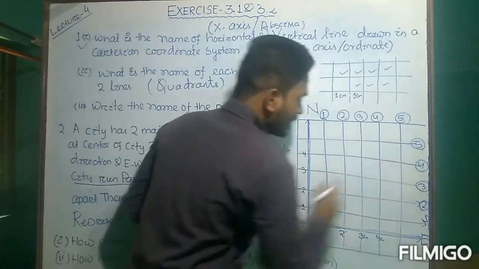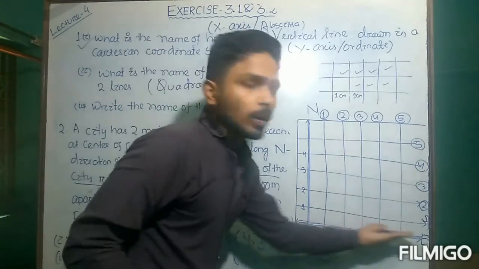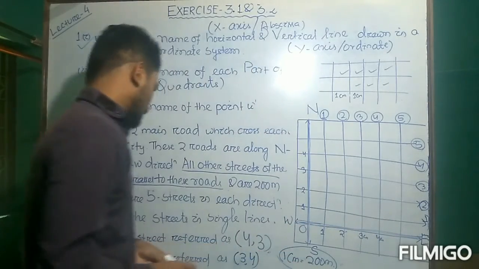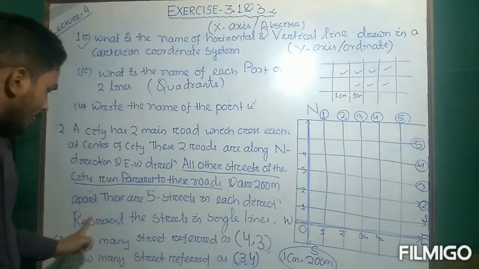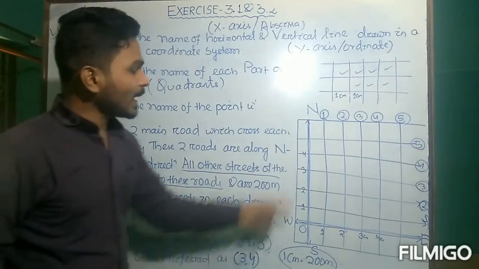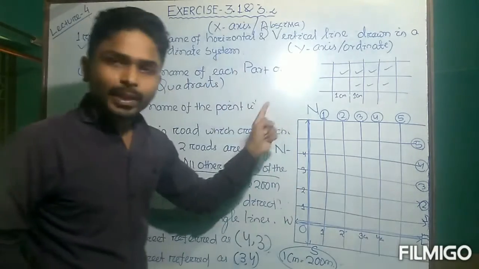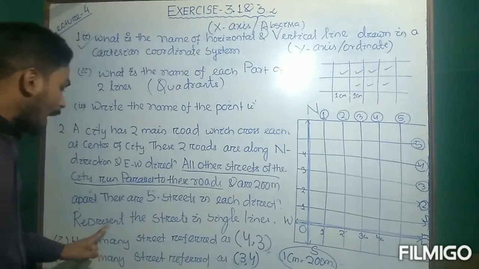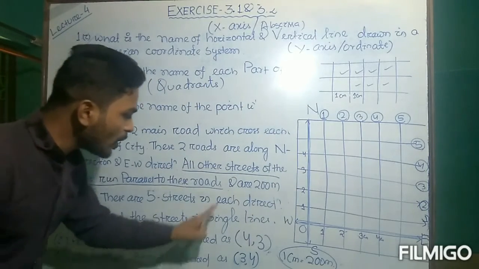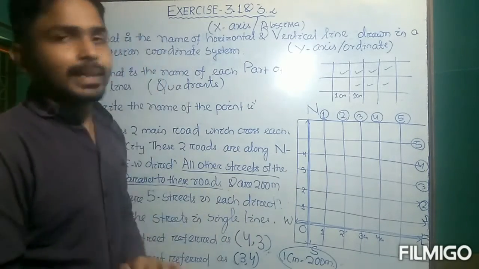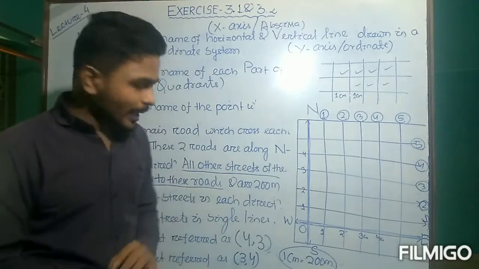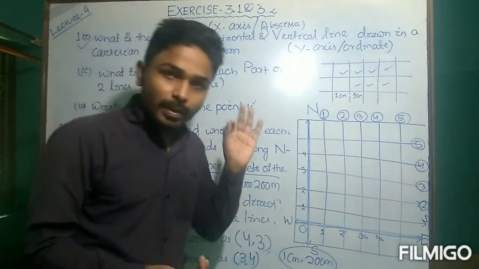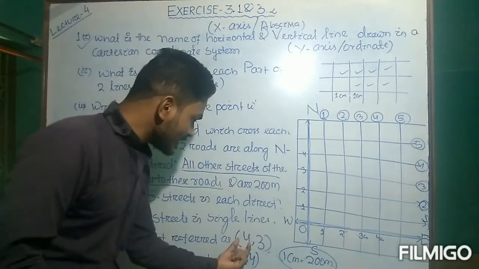Now there are 5 streets parallel to the east-west direction and 5 streets parallel to the north-south direction. Okay. So represent the streets as single lines. Now this is the representation. Okay, we represented all the streets in this graph paper. Again, how many streets are referred to as 4, 3? It means we have to identify the number of streets which represent 4, 3.